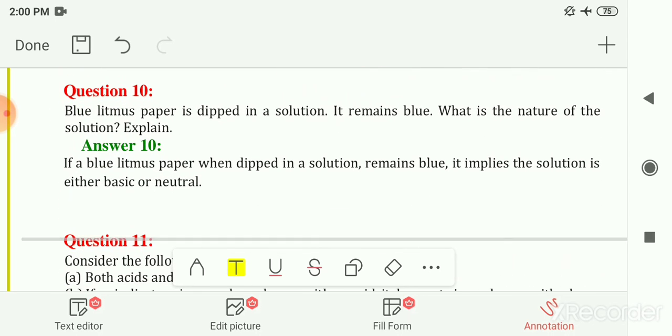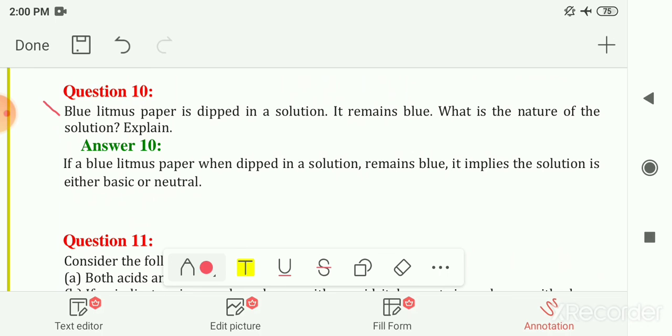Next is question number 10. Blue litmus paper is dipped in a solution. It remains blue. What is the nature of the solution? Explain. If a blue litmus paper dipped in a solution remains blue, it implies that the solution is either basic or neutral, because a basic solution and a neutral solution will not show any effect on the blue litmus paper.